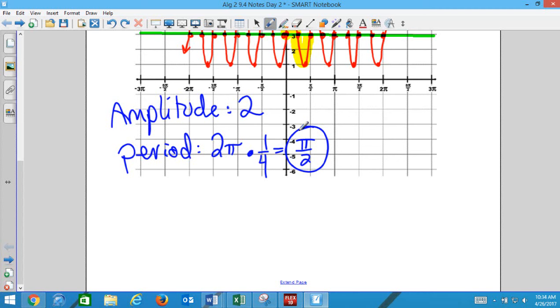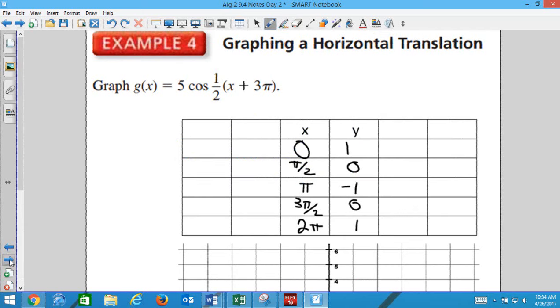Next one. So let's go left to right. Let's look at our values. The first value is a 5. What does that 5 do? It's a vertical stretch by a factor of 5. It is a stretch if it's more than 1. So I'll take our y values and multiply by 5.